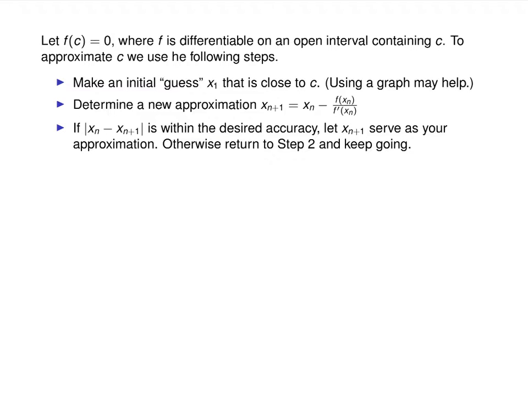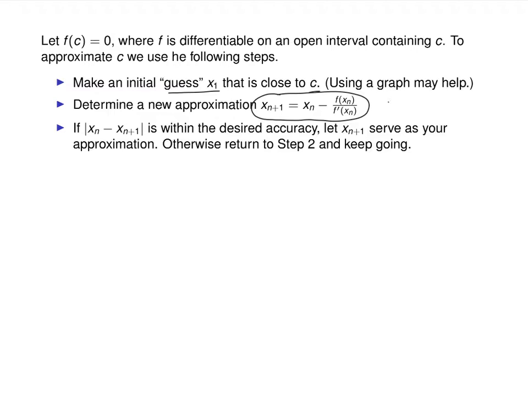So the first thing is you make an initial guess, x1, that's close to your c. Sometimes you might want to actually graph the function and look at where the graph crosses the x-axis and say, okay, this number's pretty close. This is the formula for your new approximation.